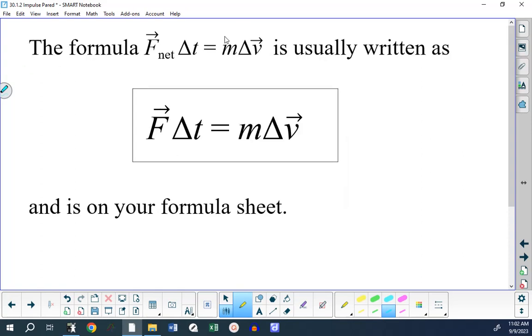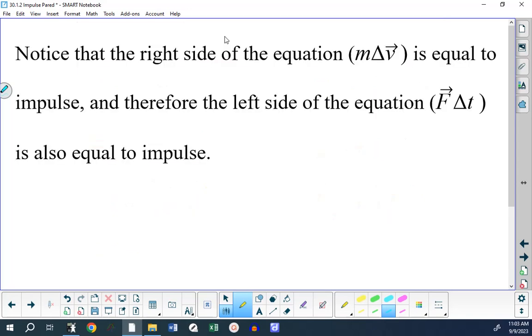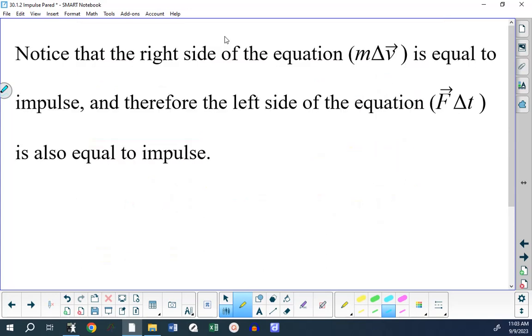This is on your formula sheet, but it does not have the net as a subscript. One of the things we need to remember is that m delta v is impulse, but if you look at that formula, m delta v equals F delta t, so F delta t is also impulse. We have a new way to calculate impulse. It's F delta t.